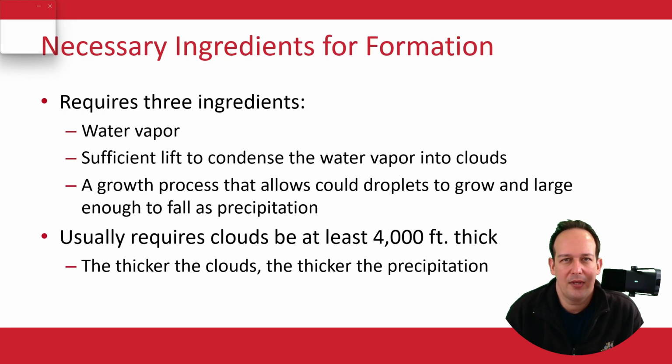Now, for precipitation to form, there have to be three ingredients. Those three ingredients are water vapor in the atmosphere, sufficient lift to condense the water vapor into clouds, and then a growth process that allows the cloud droplets to grow large enough to fall as precipitation. Usually the clouds have to be at least 4,000 feet thick for the precipitation to form. The thicker the clouds, though, the thicker the precipitation will be.